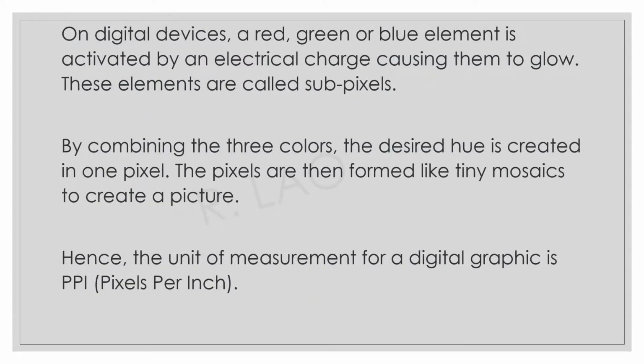On digital devices, a red, green, and blue element is activated by an electrical charge causing them to glow. These elements are called subpixels. Okay? By combining the three colors, the desired hue, meaning isang hue, color, is created in one pixel. Magambal kita pixel, amo na siya ang gagmay nga dot sa aton nga monitors or sa aton nga screen nga makita sa aton digital devices. The pixels are then formed like a tiny mosaic to create a picture.